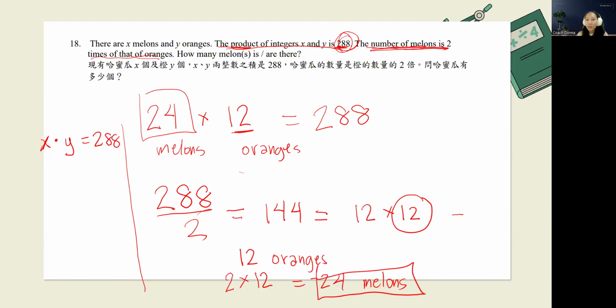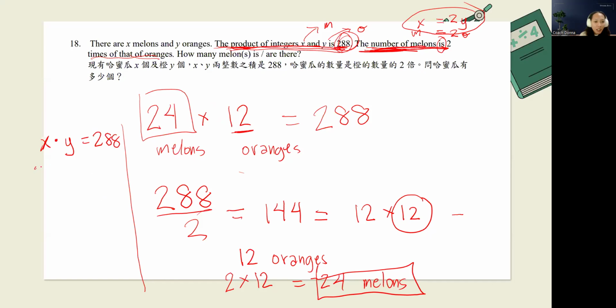All right, that is from the first underlined statement here. Now, the second information that we have is the number of melons. Let's represent x as the number of melons and y as the number of oranges. So the number of melons, when you see the word "is," that's an equal sign. All right? 2 times that of oranges. So, you know x is equal to 2y.